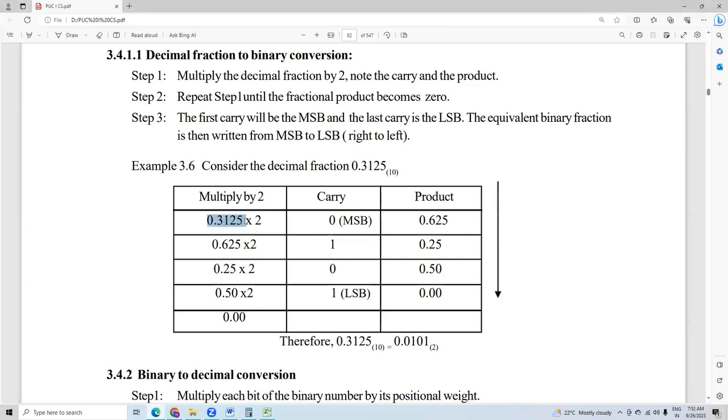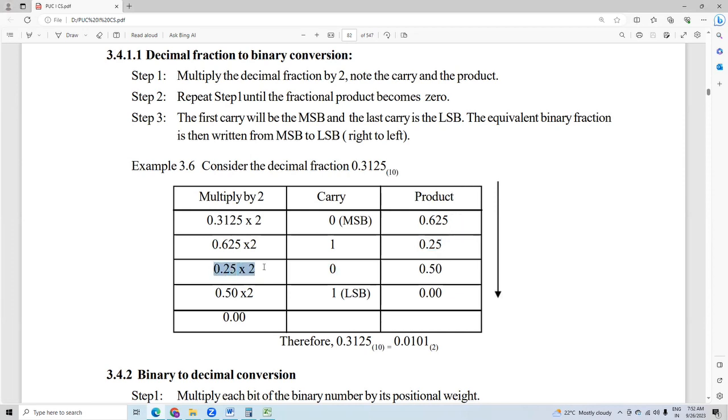So while multiplying this number, at last what carry will be there? You record that here. Right, 0. The last carry was 0 and the product was 0.625. Similarly, now we have to continue. This product has to be multiplied by 2. The last carry will be 1 and the product will be 0.25.